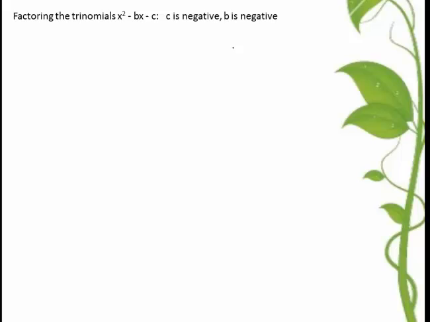Now, the last situation we have, C is negative. C is negative still results in one positive, one negative. And then when B is also negative, this means that the negative factor, not negative, negative, is larger. Okay, so this time we're going to want a difference again, but we want our negative number to be the larger number. So for example, I have a squared minus a minus 90.